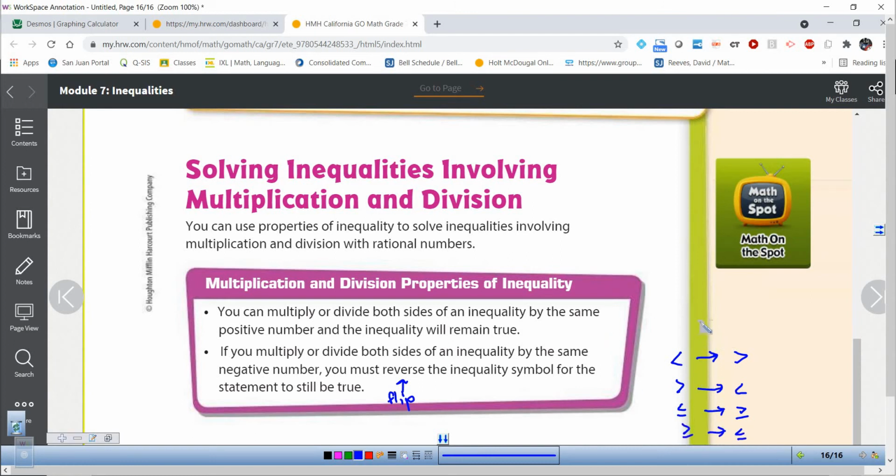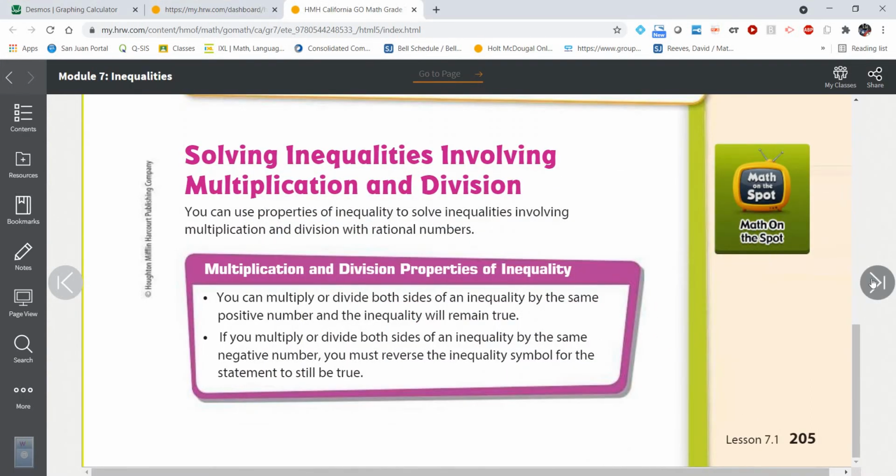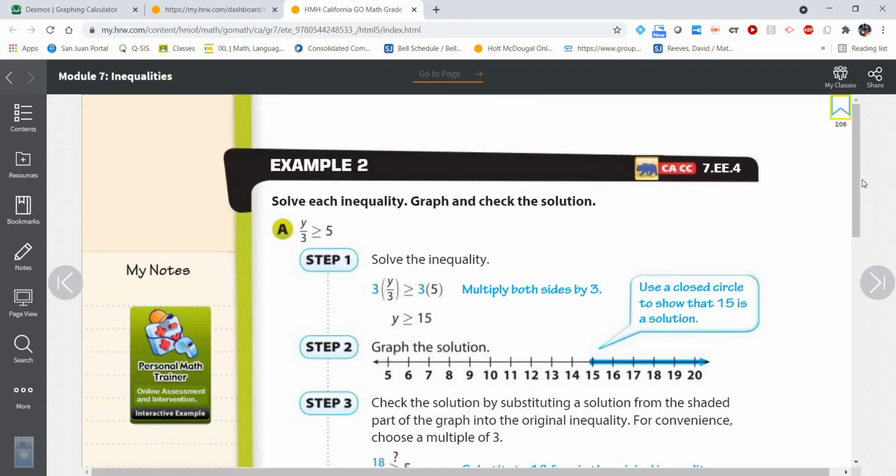The reason for that, I went over in a different video. I encourage you to watch the video I made on why we must reverse or flip the inequality sign when we multiply or divide by a negative. But for now, I'm just going to let you know that it is true.